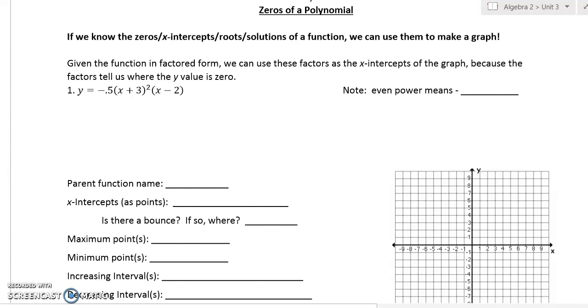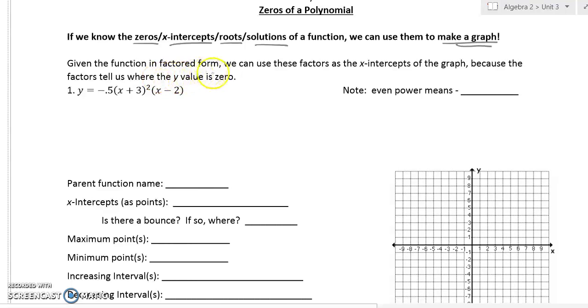Hi everyone. In today's lesson we're going to talk about zeros of a polynomial. So let's get started. Now we know that zeros, x-intercepts, roots, and solutions of a function can be used to make a graph. We know that these are the points where the graph touches the x-axis. Now we're going to see what we can do with some of the information, and given an equation we're going to find all the information requested for us.